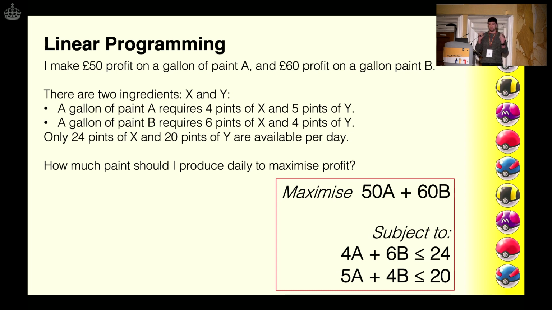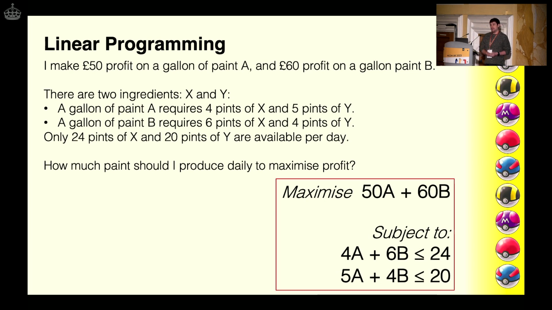Now, my constraint, I am constrained by the amount of X and Y that I have. So how much X would I be using? I would be using 4A plus 6B of X. So I need 4 pints of X for A and 6 pints of X for B. So I'd be using 4A plus 6B of X, and I need to make sure I'm not using more than 24 pints of that in a day. Similarly for Y, then 5A plus 4B must be less than 20. Okay? So that is my mathematical model of what's going on here.